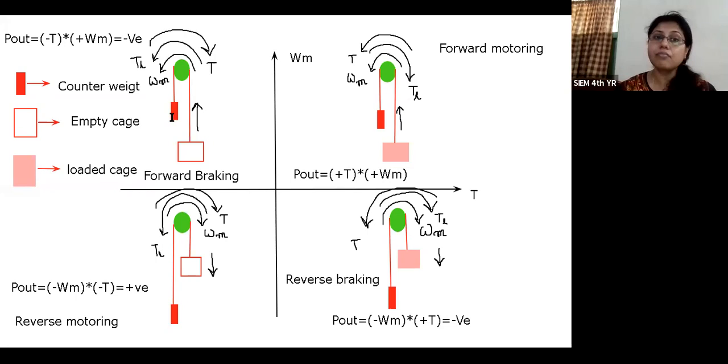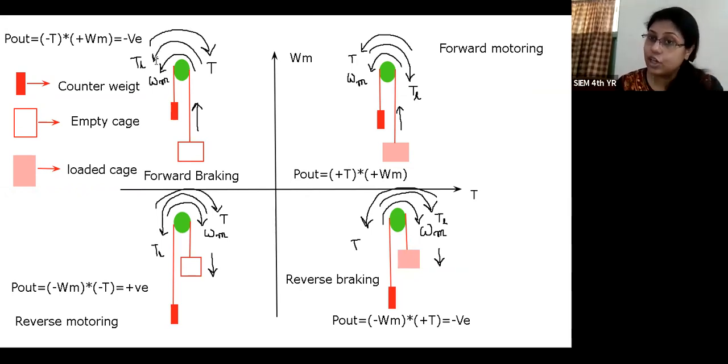Okay. Now in the second quadrant, when the cage is empty, that time also our drum is rotating in anti-clockwise direction. So this is the direction of omega m, anti-clockwise direction. As we know that the weight of the counterweight is greater than the weight of the empty cage, now the direction of the load torque is towards the counterweight.